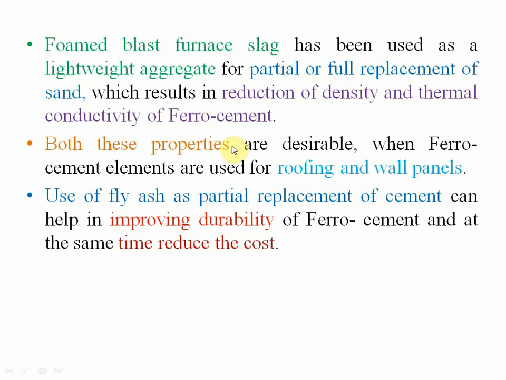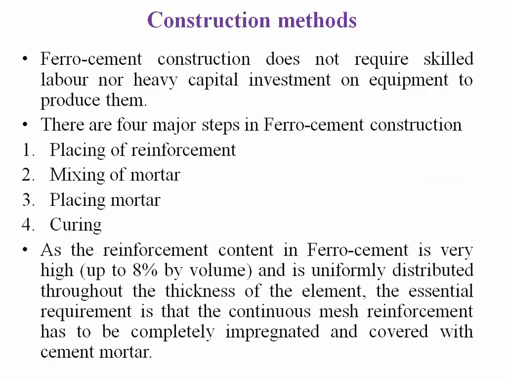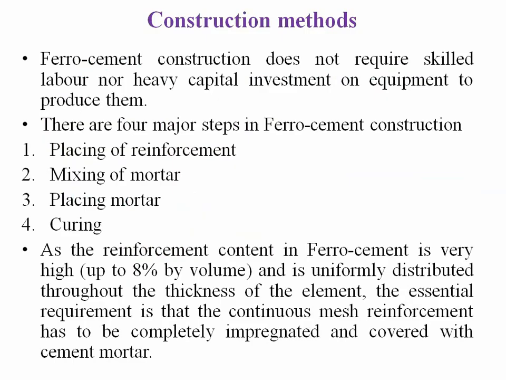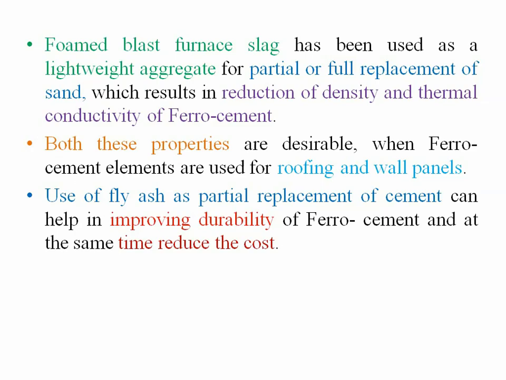Use of fly ash as a partial replacement of cement can also help in improving the durability of the ferrocement, and at the same time it reduces the cost. You can use fly ash to improve durability and reduce cost. This is about admixtures, and the end of the materials used for ferrocement. In the next session, we'll go through the construction methods of ferrocement concrete. Okay, thank you.